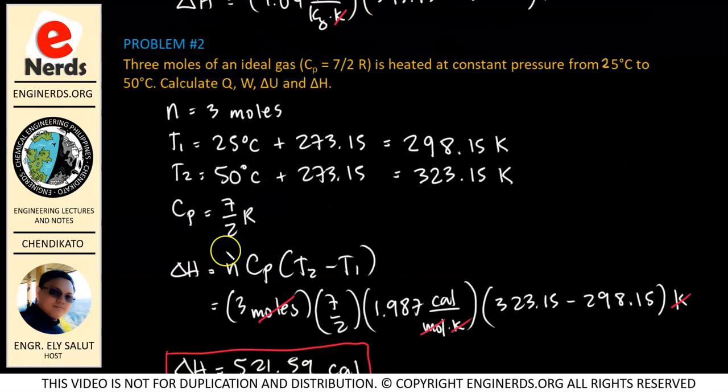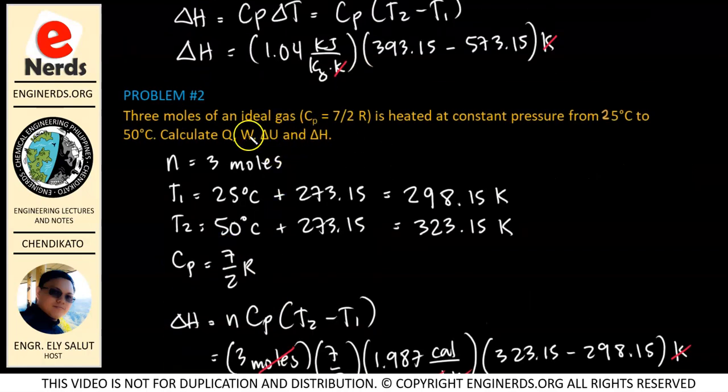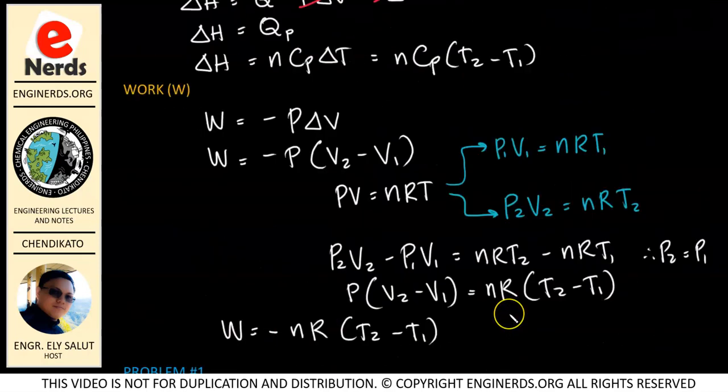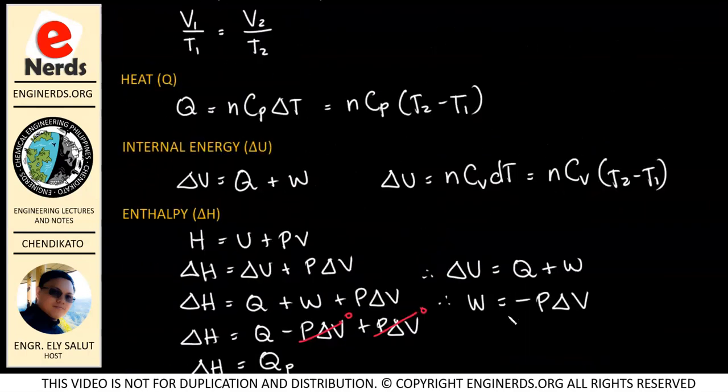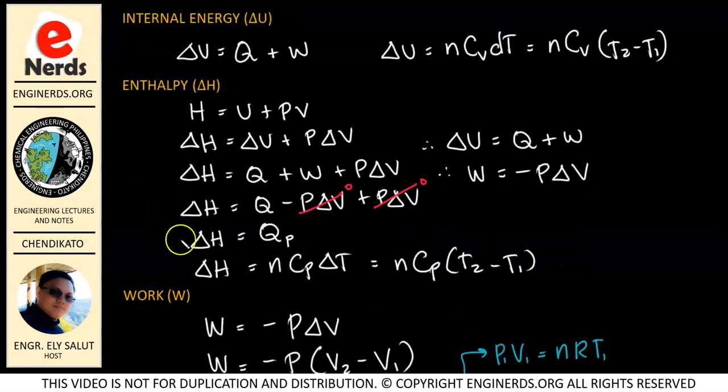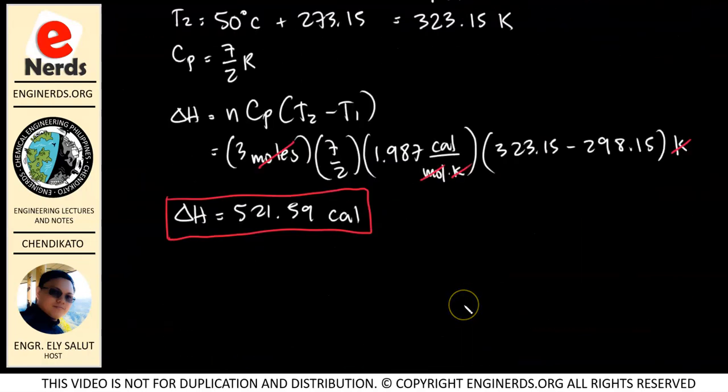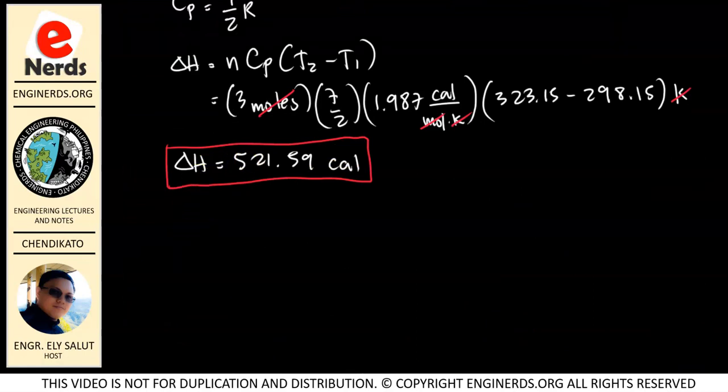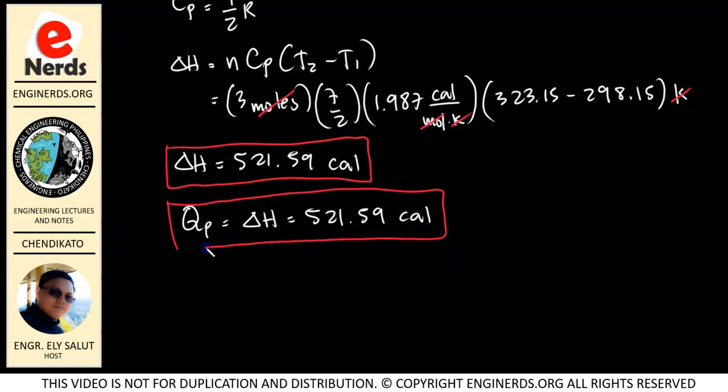Okay, so we still need to get delta U, W, and Q. Well, we already learned here that at a constant pressure process, our delta H is equal to our Q. So therefore, we could write here our Q at constant pressure. This is also equal to our delta H, which means this is also equal to 521.59 calories. Alright, so we already got 2 of our requirements.